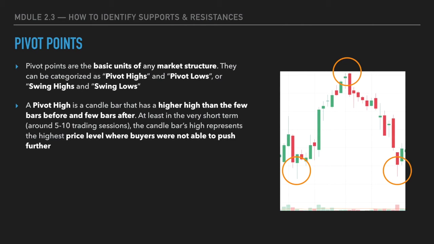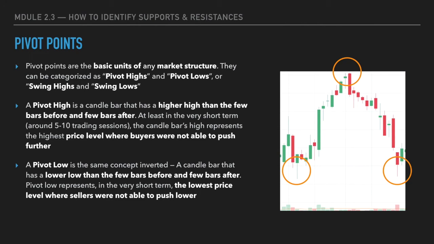In the very short term, it represents the highest level where the buyers were not able to push the price any further. On the other hand, a pivot low is exactly the same concept but inverted. It's a candle bar that has a lower low than the bar before and the bar after. So in the very short term, the pivot low represents the lowest price level where the sellers were not able to push the price any lower.